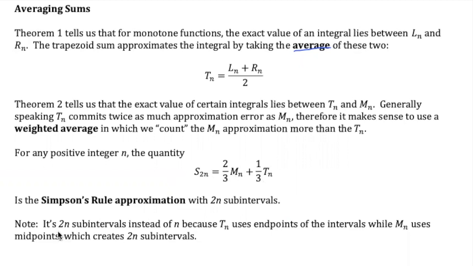The reason your subintervals all of a sudden doubles is because the trapezoid sum, remember, is using the endpoints of the intervals, while the midpoint uses the point in between those. So you're creating twice as many subintervals when you take an average of those two.